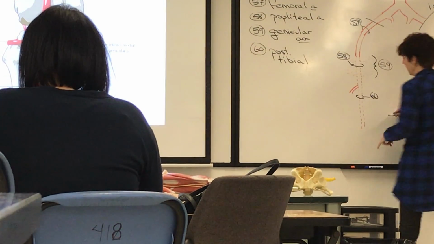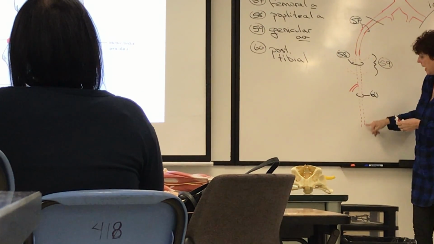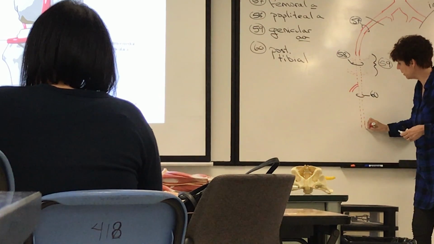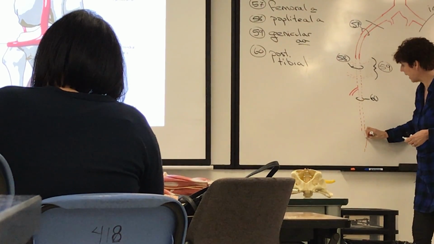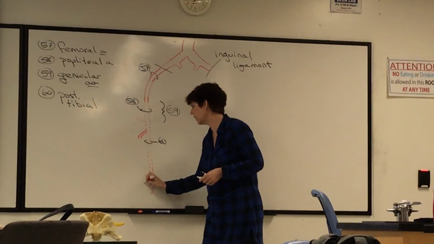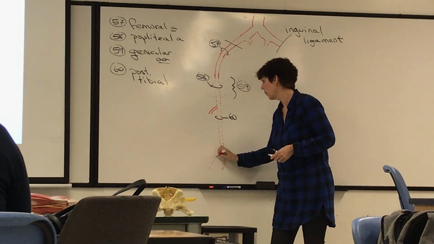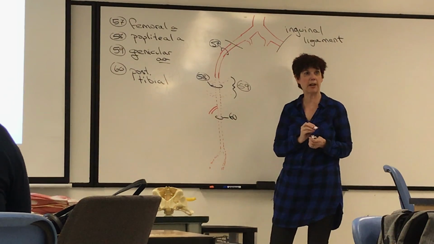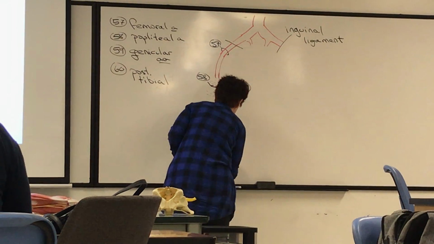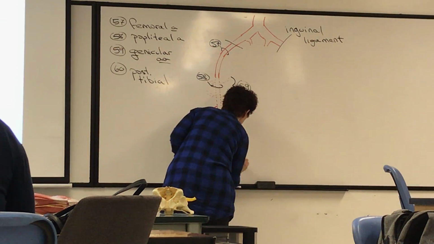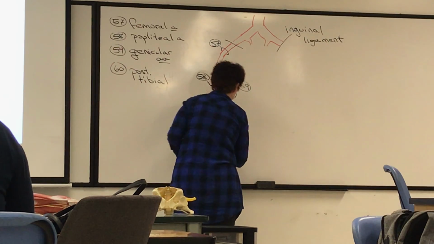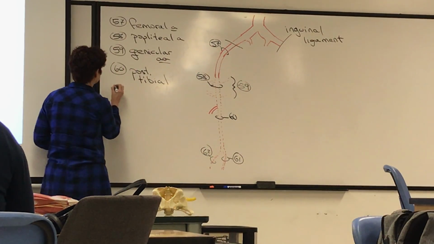So we're looking at the bottom of the leg here. Posterior tibia is going to wrap around medially. And continuing to the bottom of the big toe, we have the medial plantar artery. And crossing over to the little toe, we have the lateral plantar artery. Okay, so this is on the bottom of the foot. So 61 is going to be medial plantar, and 62 is going to be lateral plantar.